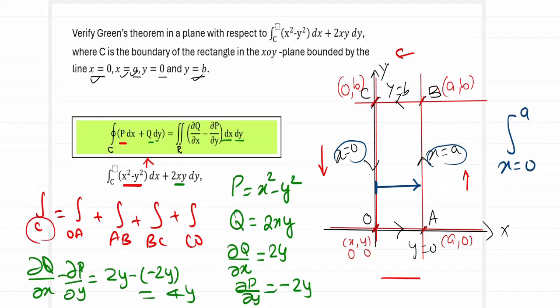Now in the direction of y, where does your y vary? y varies from the bottom to the top. So tell me, where is your lower point of y and where is your upper point of y? y begins its journey with 0 and ends its journey at b. So my double integration is happening between 0 to a and 0 to b. Now we will substitute this for the required quantity.